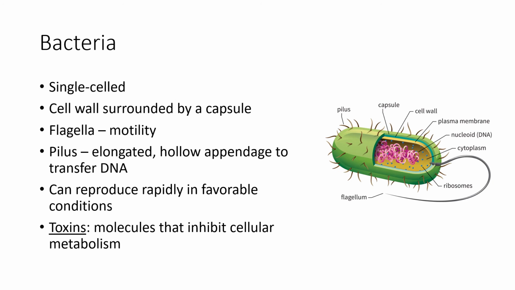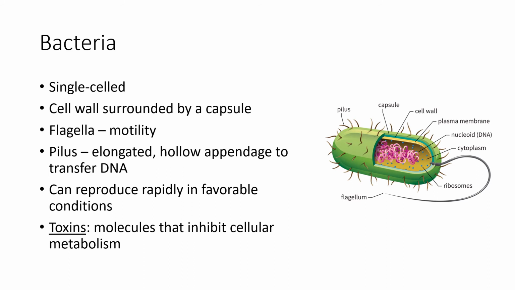Starting with bacteria, do make sure you know that bacteria is going to be a single-celled organism. So a single bacterium is going to be single-celled. It has a cell wall surrounded by a capsule. Usually they have a flagella, which is going to cause motility. You can kind of think of how a sperm looks. That is also a flagella, that little whip-like tail. Some bacteria are going to contain something called a pilus. These are going to be elongated hollow appendages that transfer DNA, either from one bacteria to another or from a bacteria to another cell.